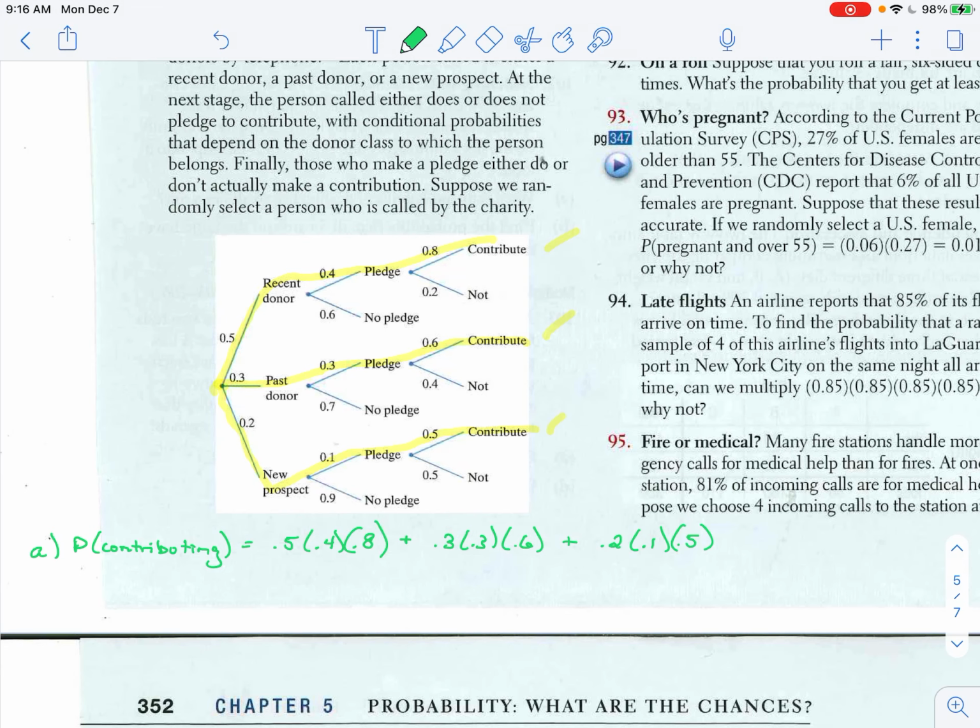So I'm going to multiply and then sum those. And when I say I'm going to, I mean I already did it. And I got a 22.4% chance. Which means there's a 0.224 probability that a potential donor contributed to the charity, just in general.